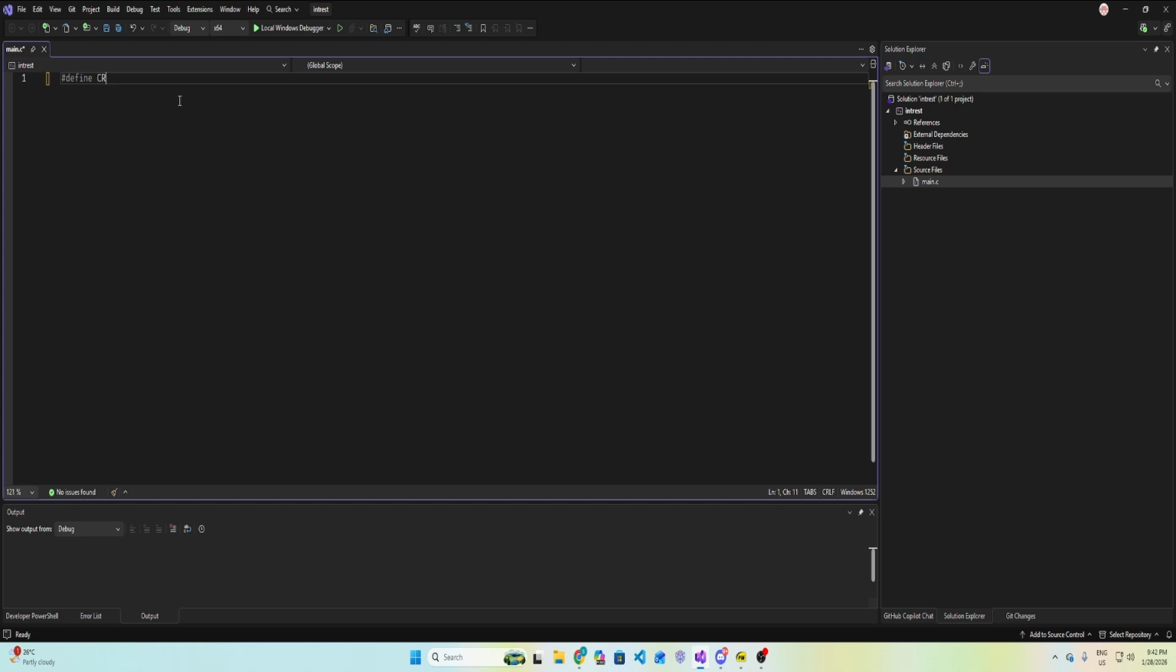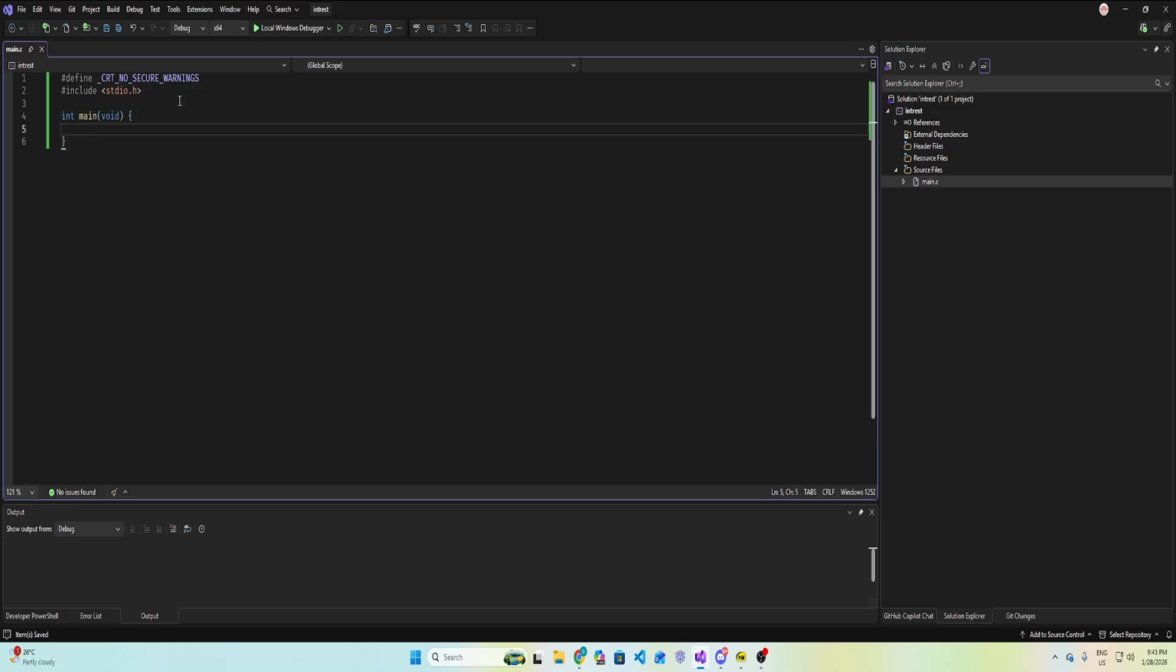Okay, so define underscore CRT underscore no secure warnings. I hope that's fine. I think it is. Okay.